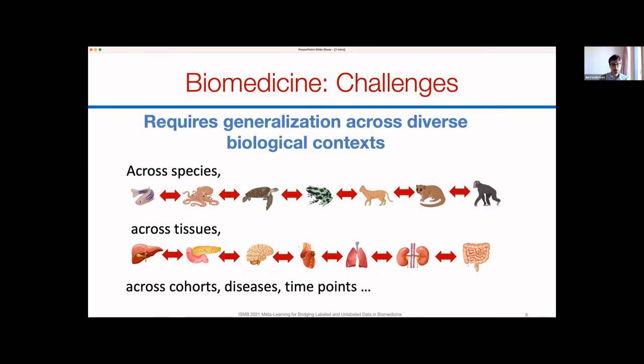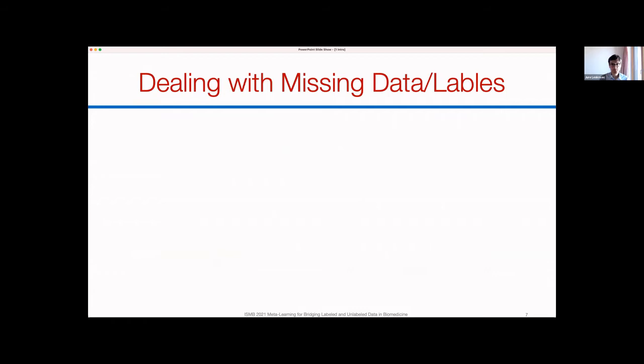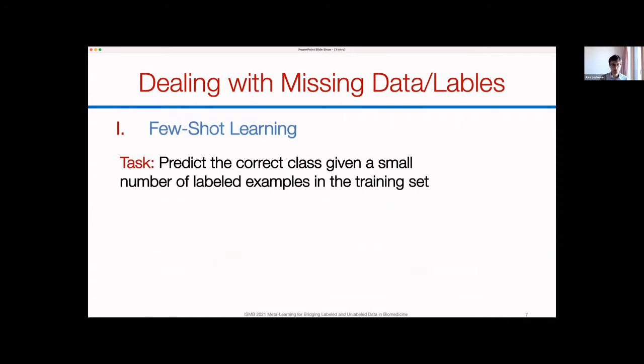So how do we deal with this type of complex data, missing labels, and with this goal to generalize to unseen domains, to unlabeled tissues, unlabeled brand new organisms that are, for example, studied for the first time? And the paradigms that allow us to do this, we are going to talk about today.